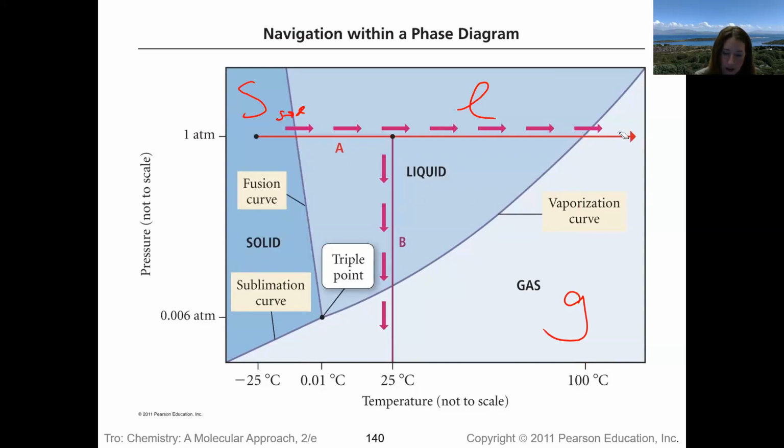There's another one here that I want to go over. At this point right here, called the triple point, it's a solid and a liquid and a gas all at the same time. So solid, liquid, gas, all existing at the exact same time. That's called the triple point. And just a reminder, when we're going from a solid to a liquid, or liquid to solid, we call it fusion. When we go from a solid to gas, or gas to solid, we call it the sublimation curve, and the other one's called the vaporization curve.